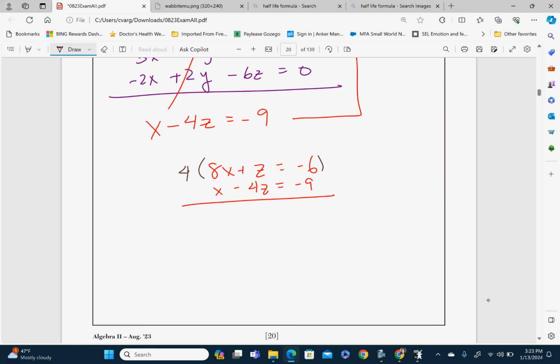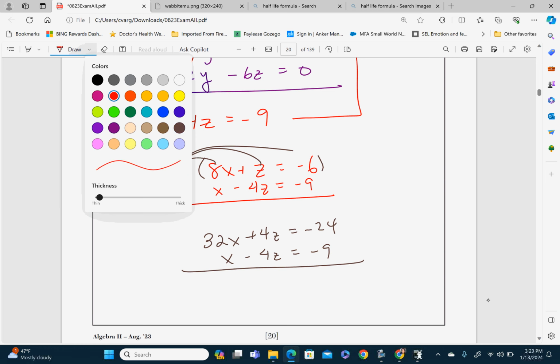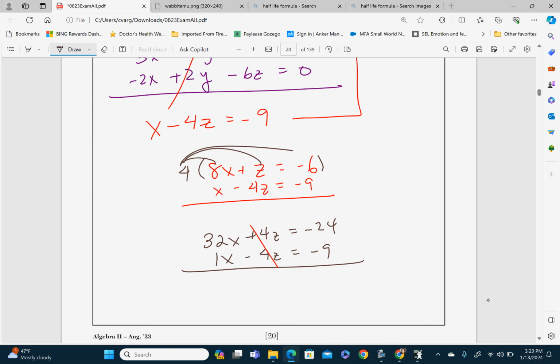So 8 times 4 is 32, so I have 32x. 4 times z is 4z, is equal to 4 times -6, which is -24. And I'm going to leave the bottom one exactly as is. Okay. What does that allow me to do? Again, bloodbath, right? 4z minus 4z cancels out. So I am left with 32x plus 1x is 33x. So I have 33x is equal to -33. Divide both sides by 33 and you get x equals -1.